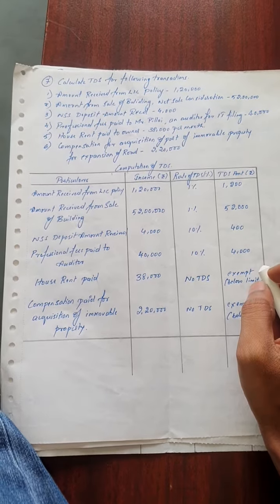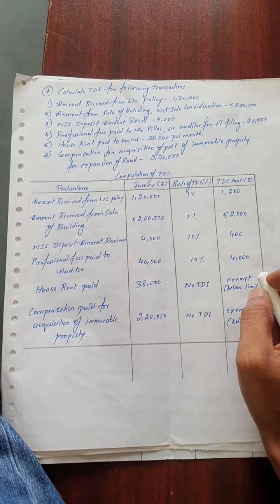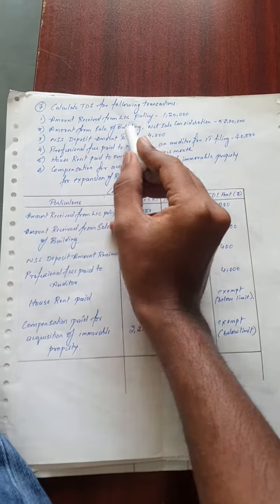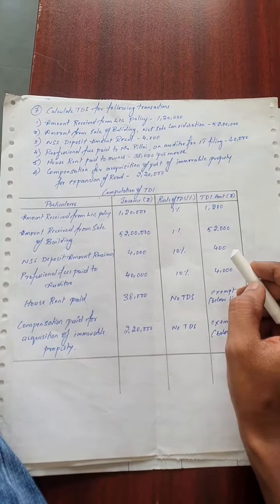Hello students, now this is about 7th problem on computation of TDS. Now look at this question they have given. Calculate TDS for the following transactions. Now what is the first transaction they have given?